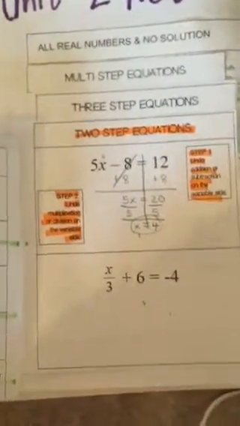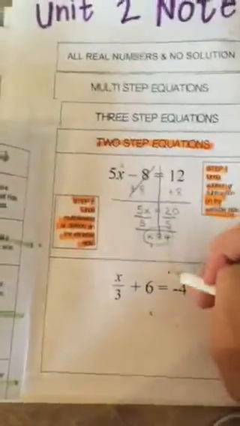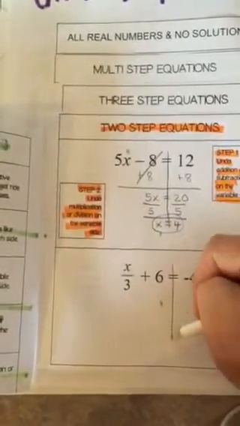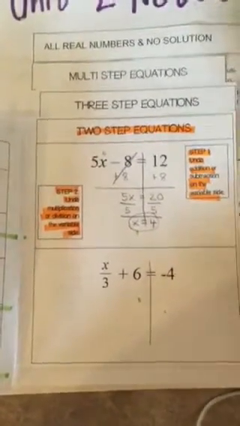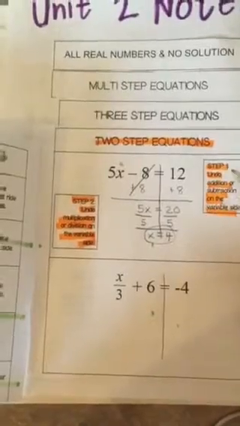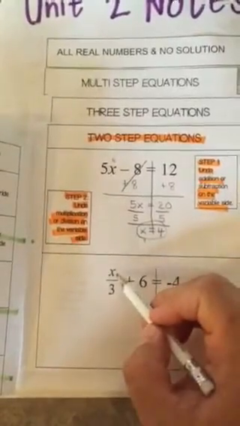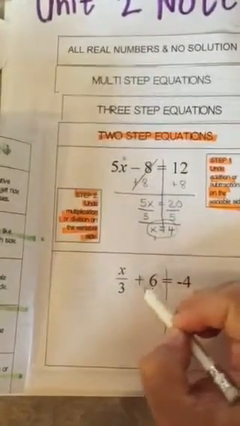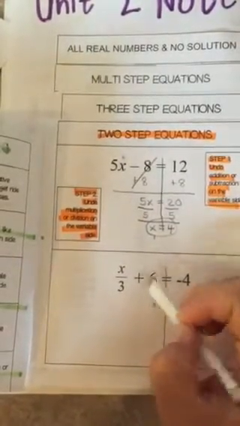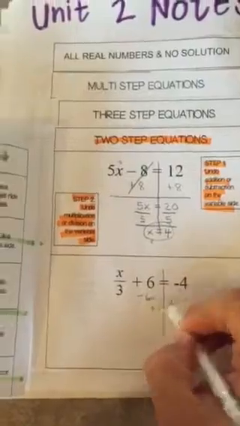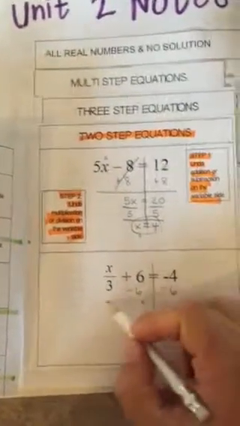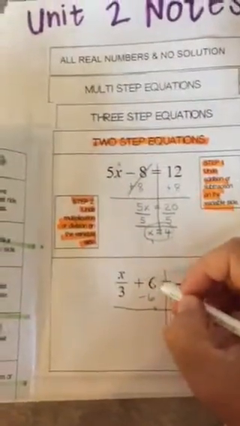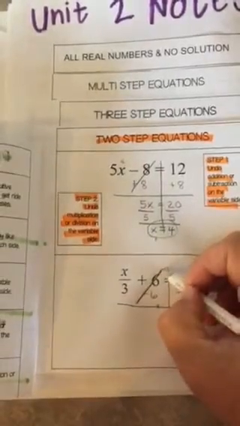Just to show you again what that kind of looks like with a different problem. Once again, I'm going to draw my weight bar. I'm going to follow the steps. Undo the addition or subtraction on the variable side. Here's my variable. So on this side, I want to undo the addition or subtraction. Here's my addition. I got to undo that first. So to undo +6, I subtract 6 from both sides. The +6 and the -6 cancel each other out.